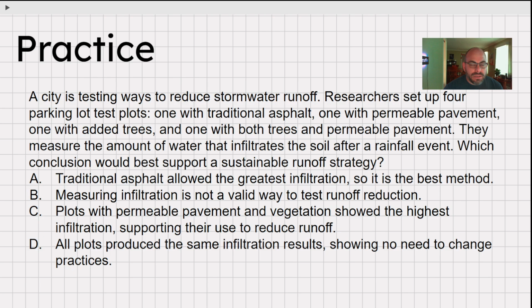Probably I should check these answers before I do. Plots with permeable pavement and vegetation showed the highest infiltration, supporting their use to reduce runoff. I'm going with C. All plots reduce. They do not. C is the correct answer. Sometimes it's good to read, because I thought that measuring infiltration would be a good way, but I needed to be convinced, and C convinced me that B was wrong. Sometimes that's a good thing.